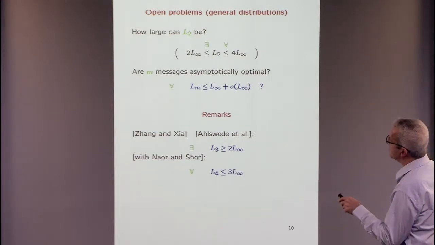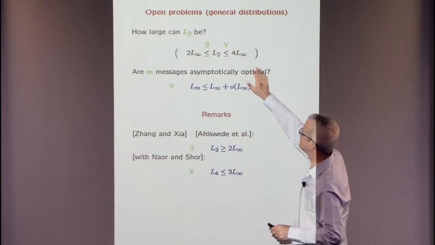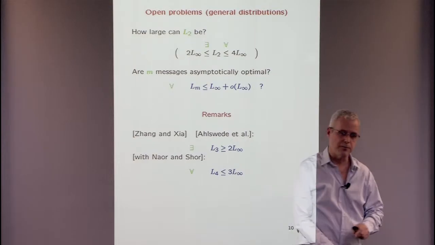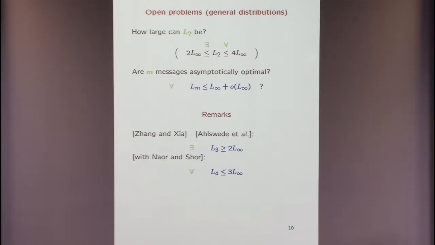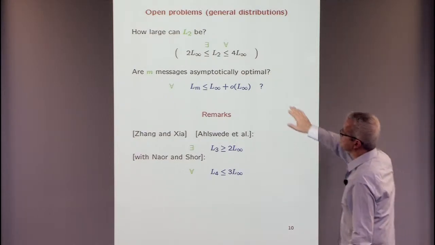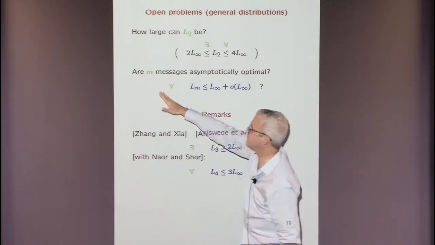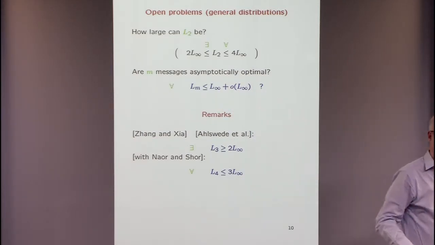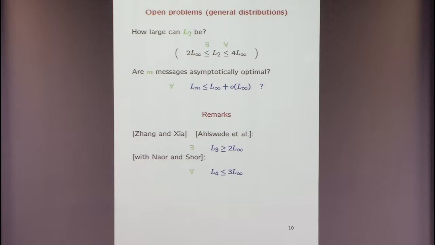So first question is, how large can L2 be? We just said that L2 is always at most 4 times L infinity and can be twice. Can this gap be closed? Problem 1. And then maybe a more interesting question is whether there's a fixed number m, maybe 3 or 4 messages, such that m messages are asymptotically optimal for any problem. So that's an open problem.